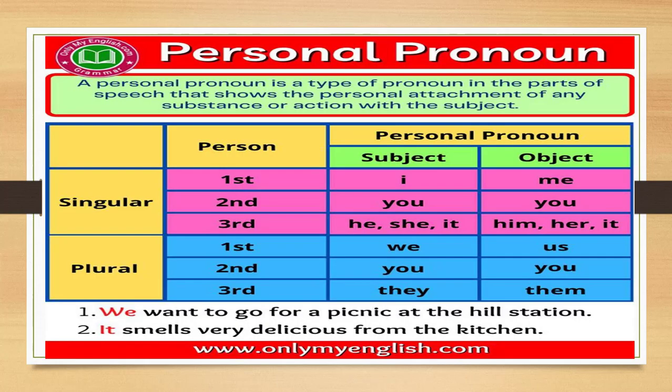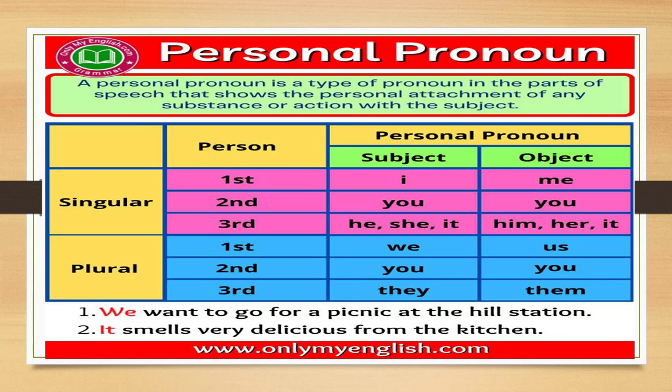Let's start to speak about personal pronouns. So, what is a personal pronoun? A personal pronoun is a type of pronoun in the parts of speech that shows the personal attachment of any substance or action with the subject. You know that there are two forms of person. They are singular and plural, and the first, second, and third persons. The personal pronoun can be a subject pronoun and an object pronoun.